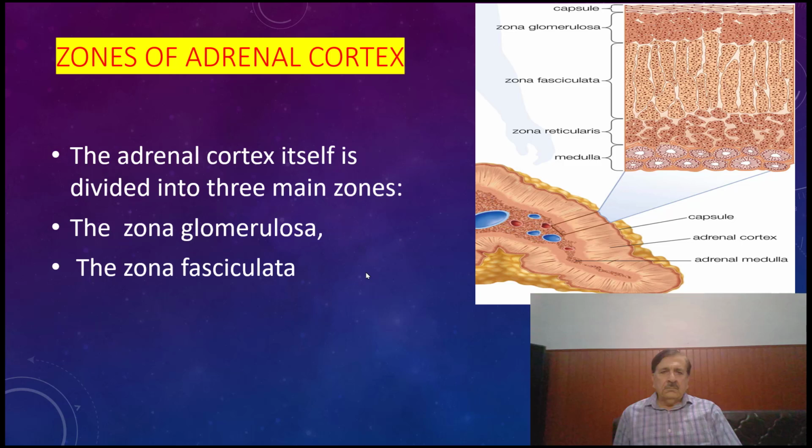The middle zone is called zona fasciculata because its cells are arranged in a fascicle or linear fashion. And the zona reticularis, the innermost zone of the cortex, is called reticularis because the cells look like they are in a reticular fashion.